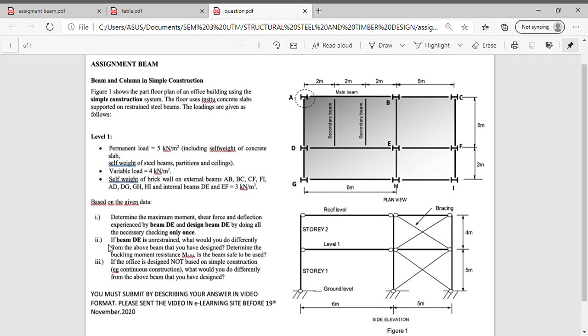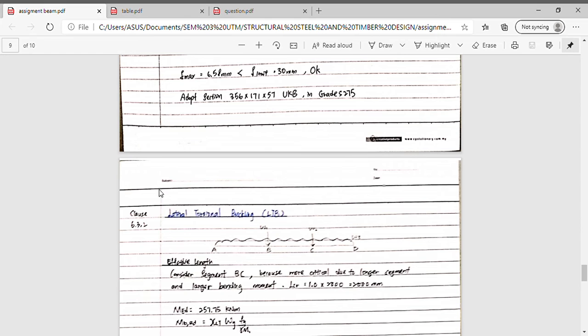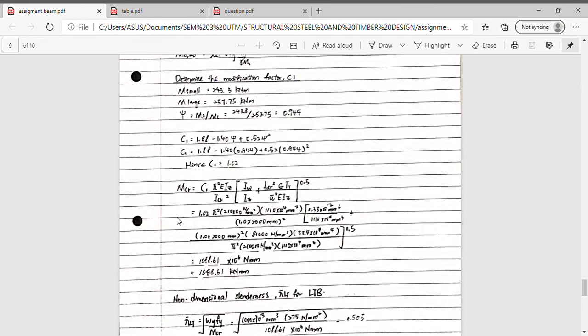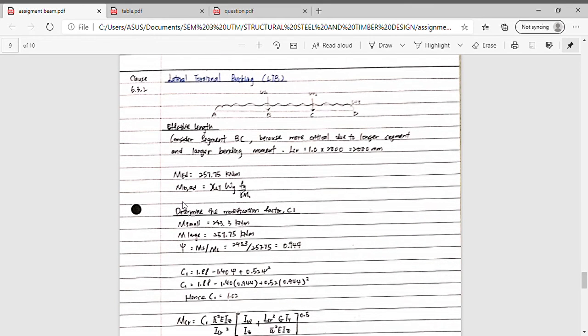For question 2, if the beam DE is unrestrained, what will I do differently from the beam that I have designed? Determine the buckling moment resistance. Is the beam safe to use? By using the same section to calculate the unrestrained beam, the earlier steps are the same, so I skip to the lateral torsional buckling.